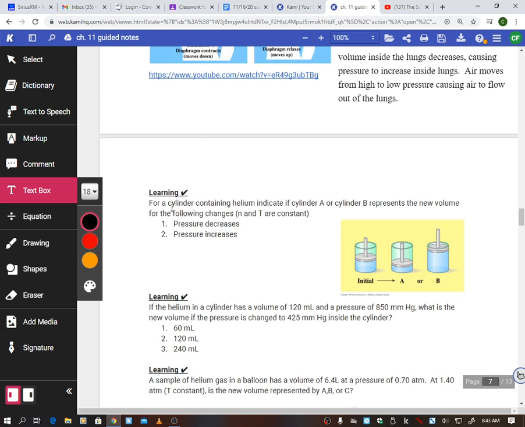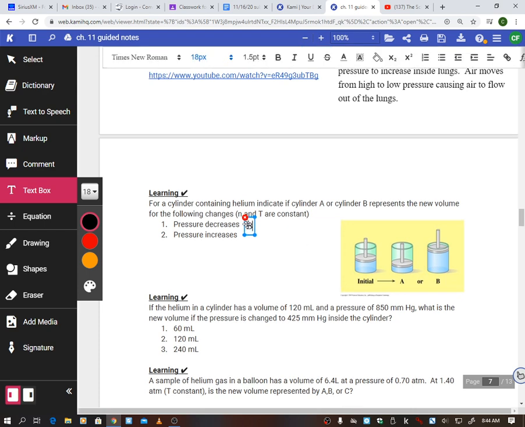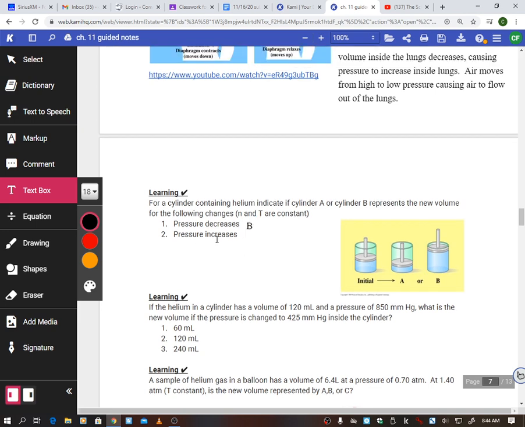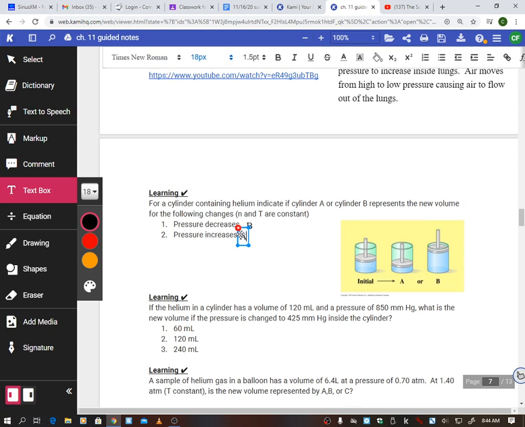So the first learning check says, for a cylinder containing helium, indicate if cylinder A or cylinder B represents the new volume for the following changes. So here's what I have. I want to know, after I decrease the pressure, will it look like cylinder A or will it look like cylinder B? Well, if I'm decreasing pressure, that means I've increased my volume, right? And look at A and B. B has an increased volume. So the answer for number 1 is B, which means that on number 2, if my pressure increases, my volume has decreased. So my volume has decreased in A. So number 2 is A.